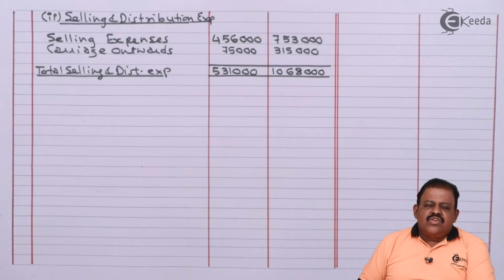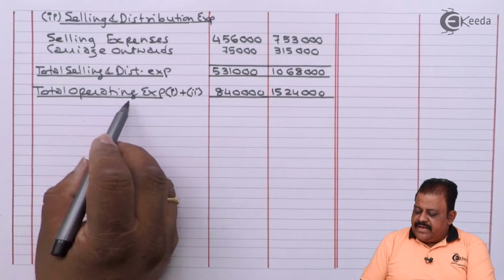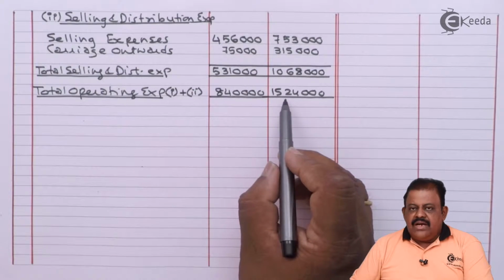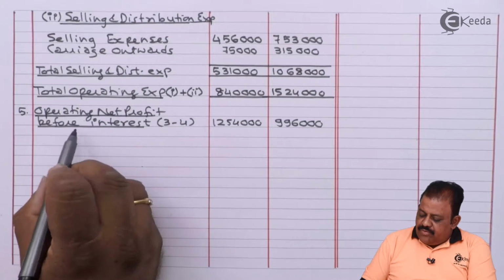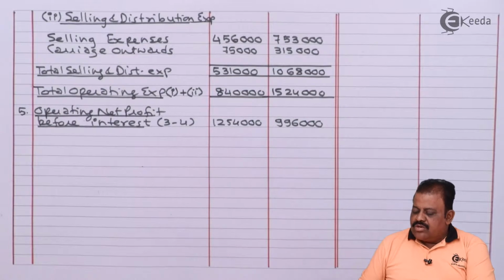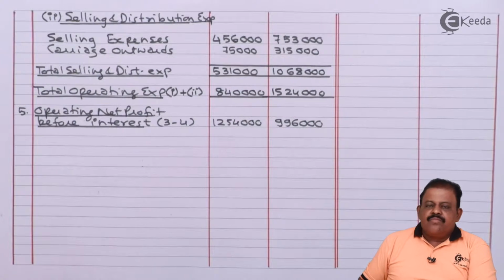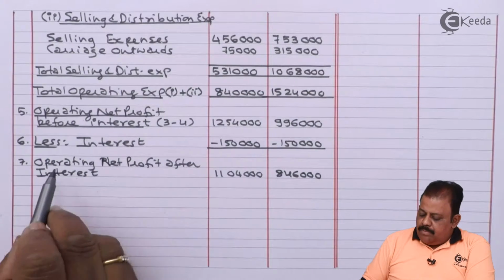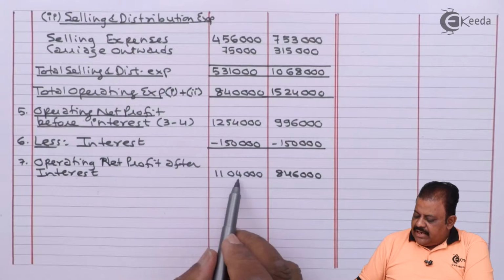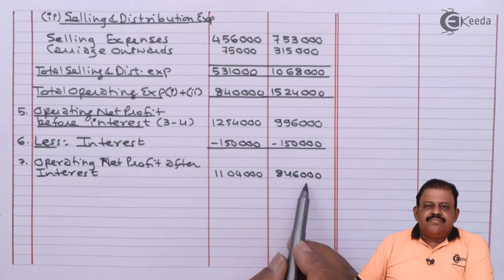We can add now all these operating expenses to arrive at total operating expenses. Total operating expenses 8,40,000 and 15,24,000. These will be deducted from gross profit to arrive at operating net profit before interest. Operating net profit before interest we got 12,54,000 and 9,96,000. From this we are required to deduct interest. Interest on debentures 1,50,000, 1,50,000. Operating net profit after interest 11,04,000 and 8,46,000.